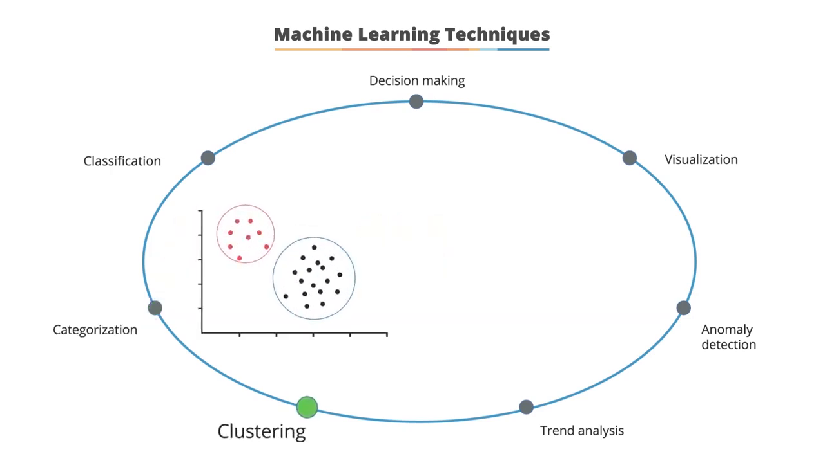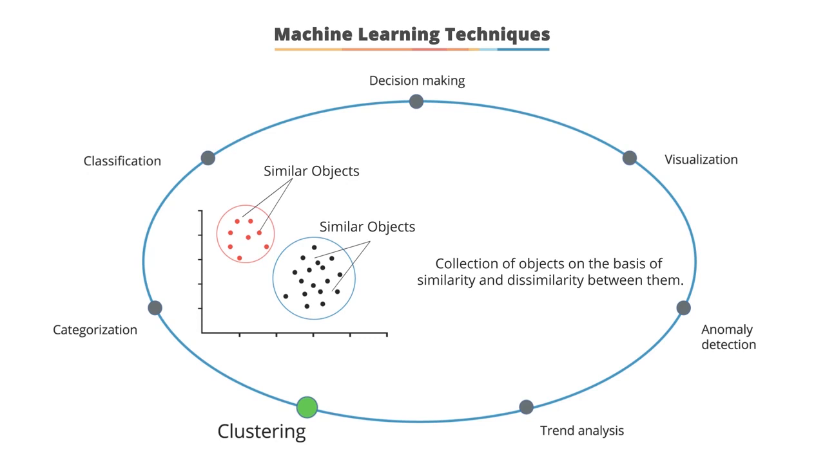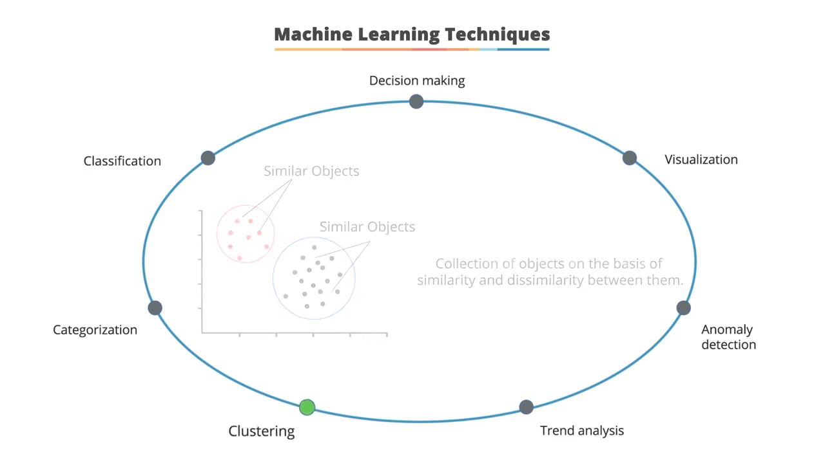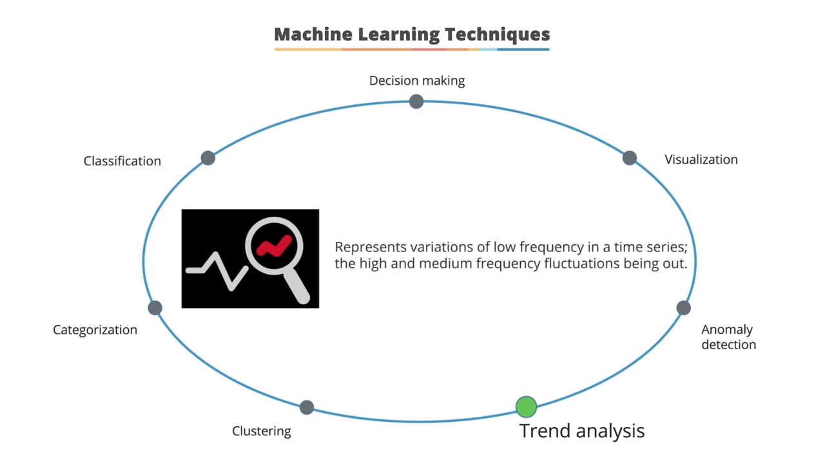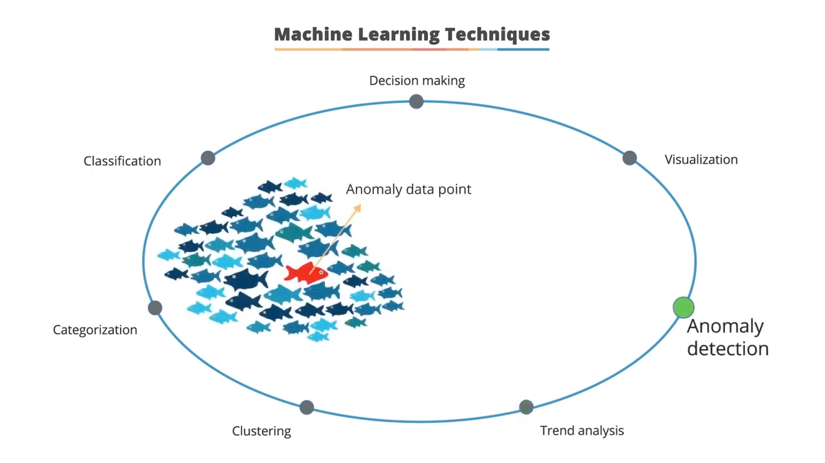Clustering is a technique of grouping a set of objects in such a way that objects in the same group are more similar to each other than to those in other groups. It is basically a collection of objects on the basis of similarity and dissimilarity between them. Trend analysis is a technique aimed at projecting both current and future movement of events through the use of time series data analysis. It represents variations of low frequency in a time series, the high and medium frequency fluctuations being filtered out. Anomaly detection is a technique to identify cases that are unusual within data that is seemingly homogeneous.